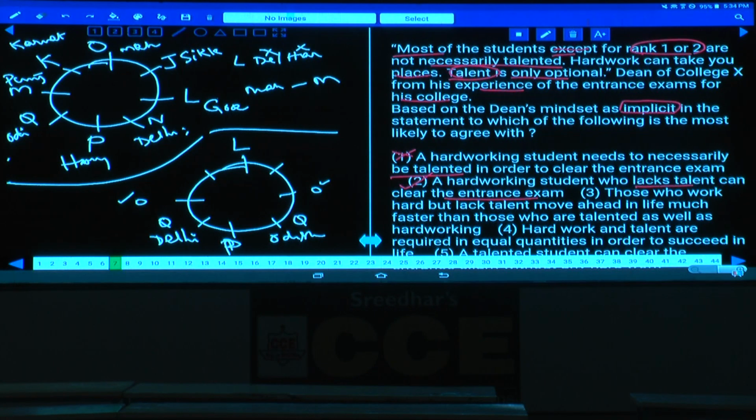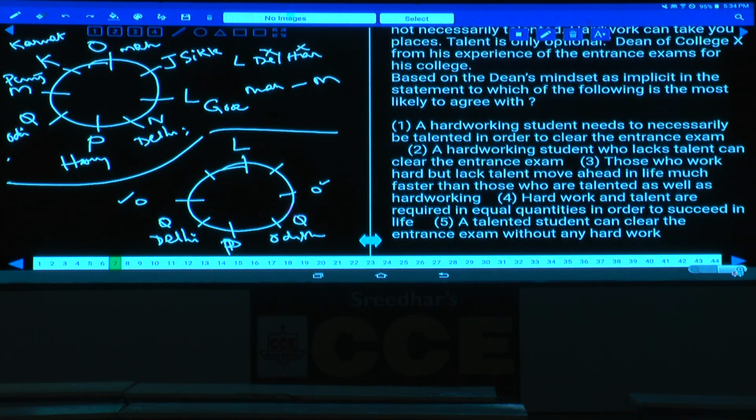Those who work hard but lack talent. Move ahead. Is he talking about this one? No. Then hard work and talent are required in equal quantities? No. Then choice 5, what is choice 5 here? A talented student can clear the entrance without any hard work? No, hard work is a must. Then what is your answer here? Only 2 is the implicit assumption of this Dean. Done?